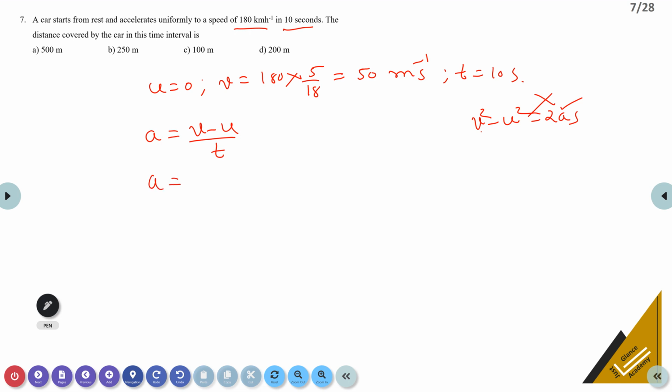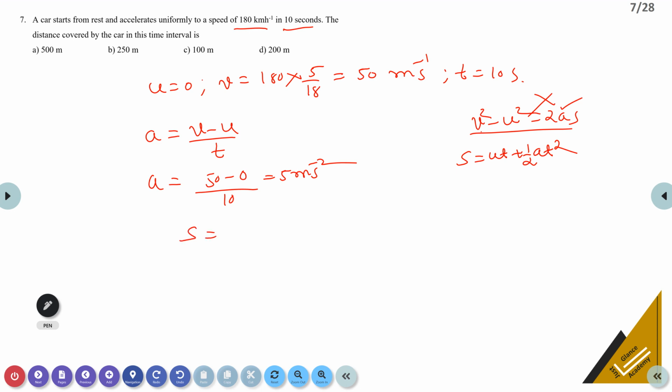This acceleration equal to 50 minus 0 divided by 10, equal to 5 meter per second square. You know the acceleration now. You can use either this equation, or else you can use the equation s equal to ut plus half at square. Use any one equation.